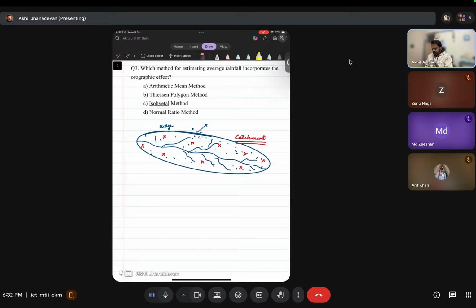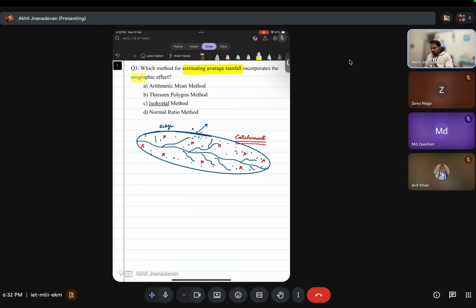The question is, which method for estimating average rainfall incorporates the orographic effect? The key point here is that we are trying to estimate the average rainfall, and take a case that in this particular catchment there is an orographic effect. Orographic effect, I think it is familiar to you, right?